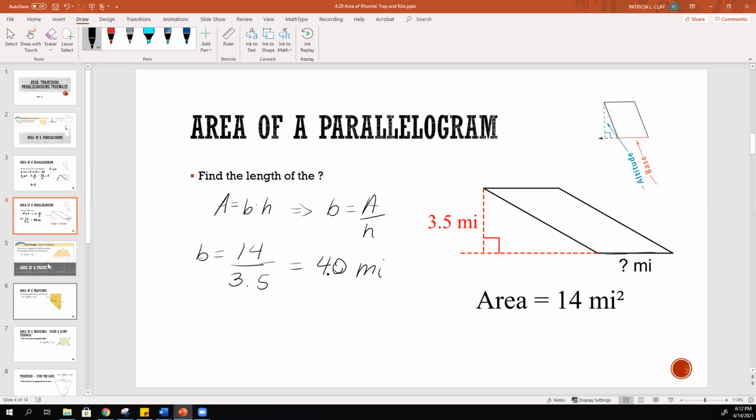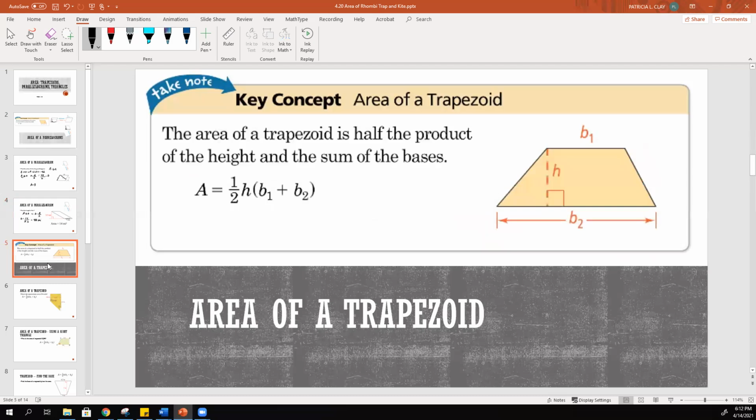So let's move on to our trapezoid. The area of a trapezoid is half the product of the height and the sum of the bases. Remember when we had our polygons test that we talked about a while back? We have base. This is our base of our trapezoid, and this is also our base. So it's saying we need to add these two bases together, multiply it by the height right here, and then take the whole product and divide it by 2. Okay? There's our formula. So let's do some examples.